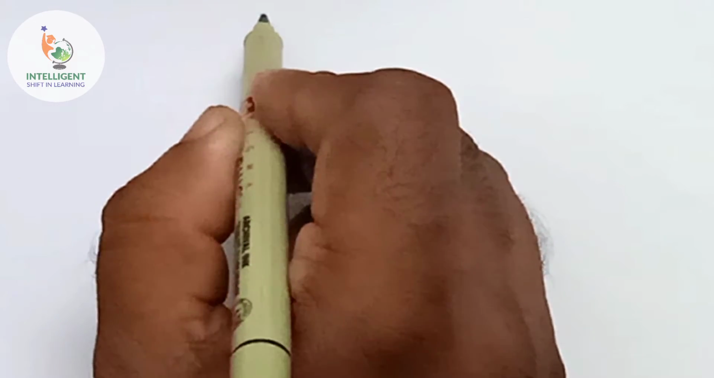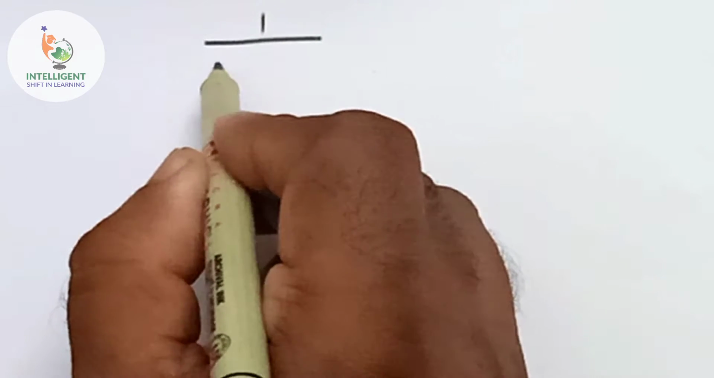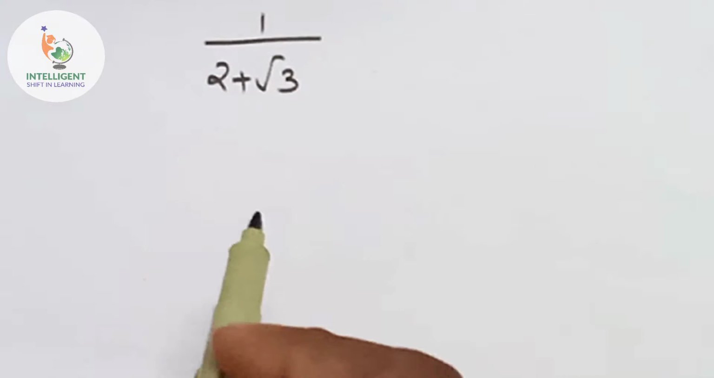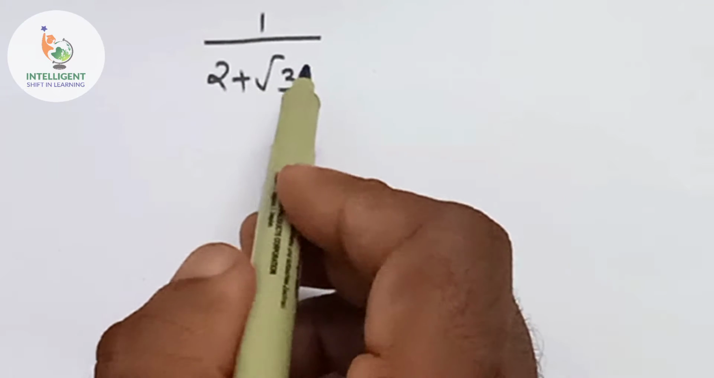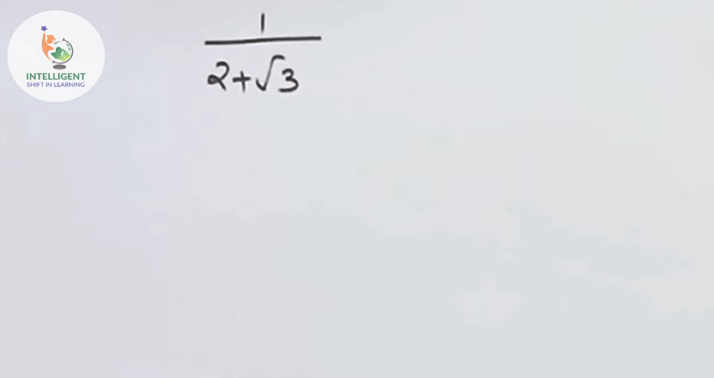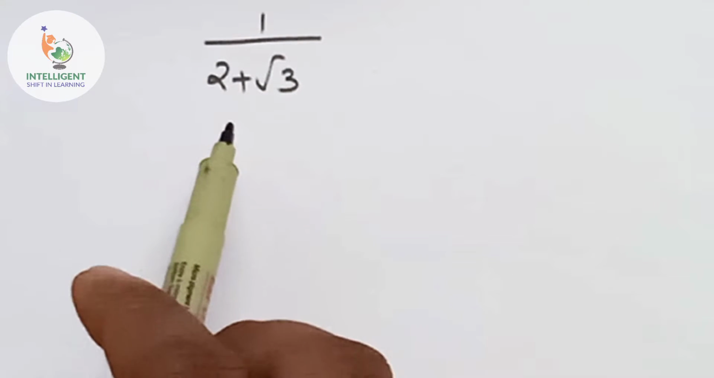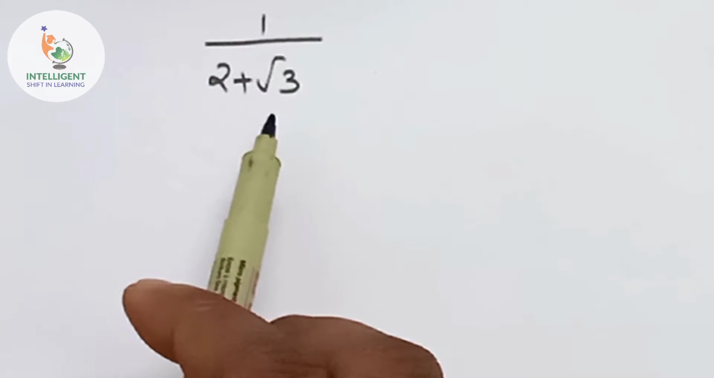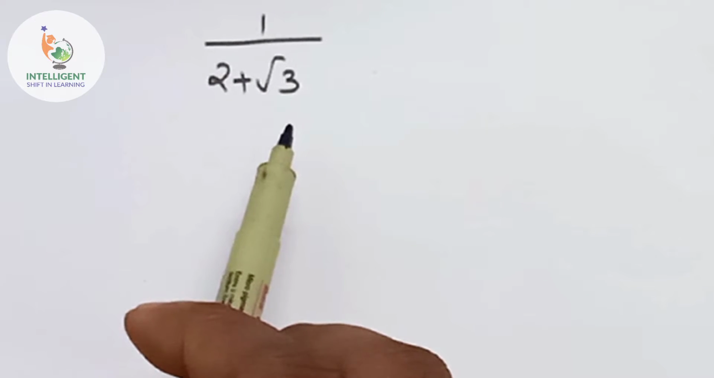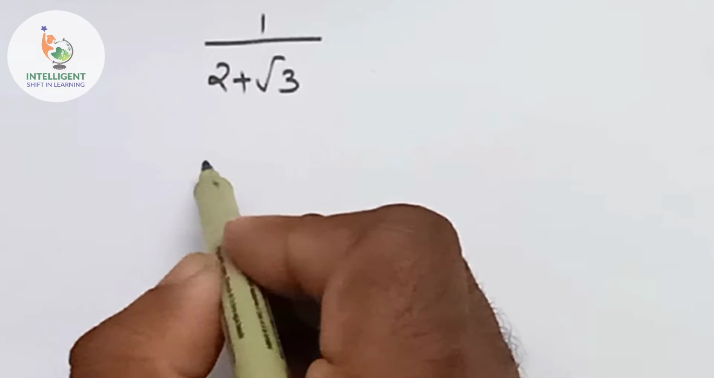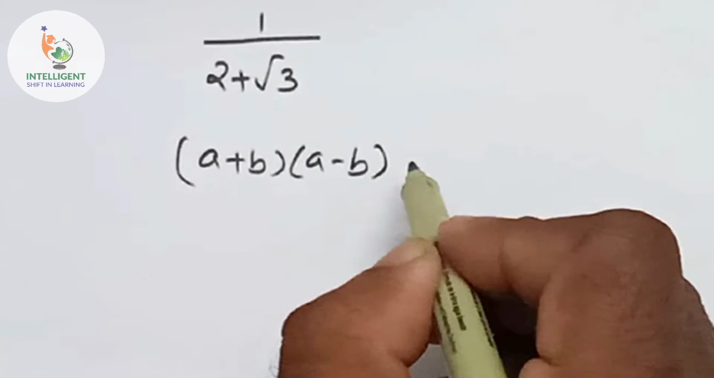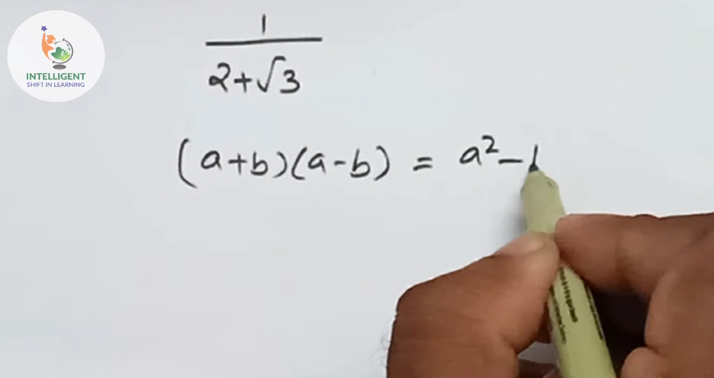Another example, rationalize the denominator of 2 plus root 3. In this question, the denominator is 2 plus root 3. The terms are in the form a plus b. In identity, a plus b into a minus b, we know a square minus b square. That is, a plus b into a minus b equal to a square minus b square.